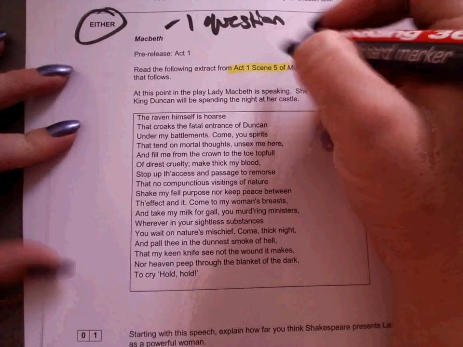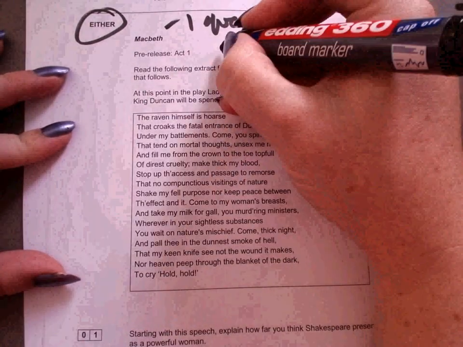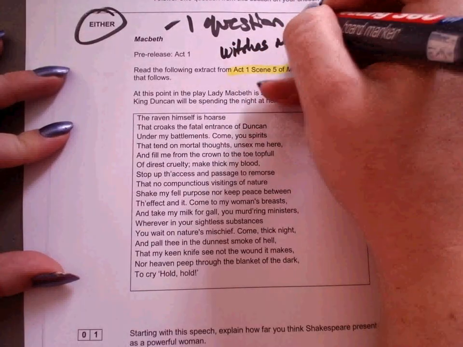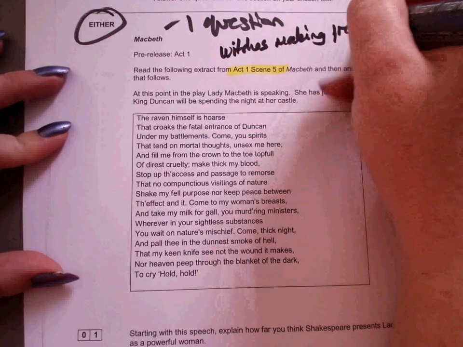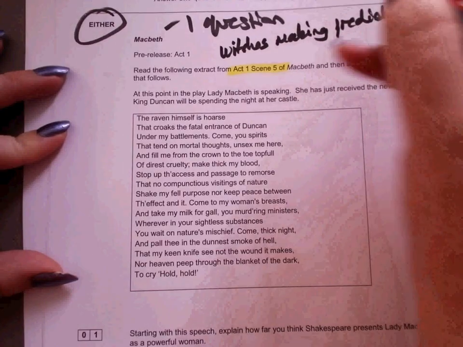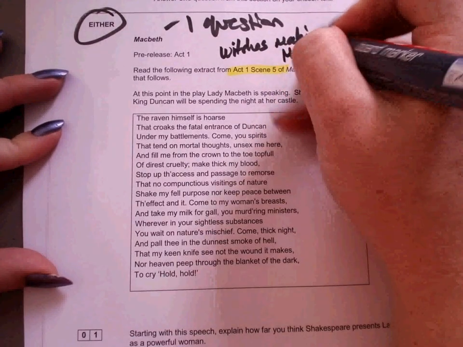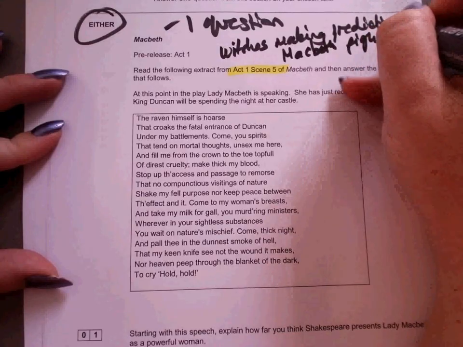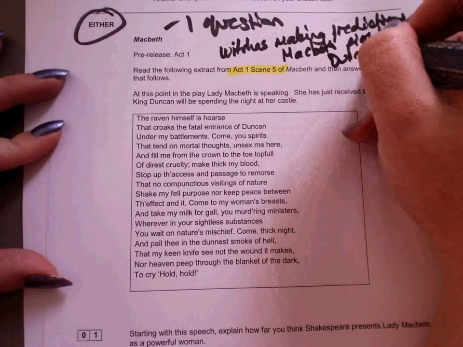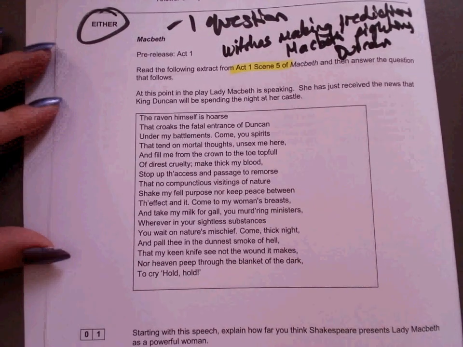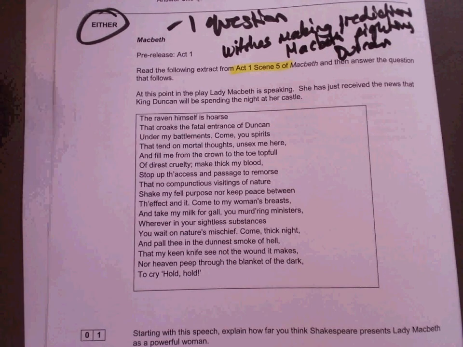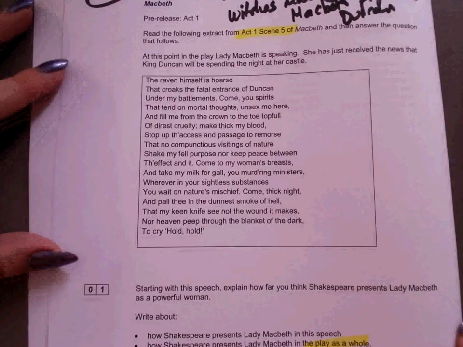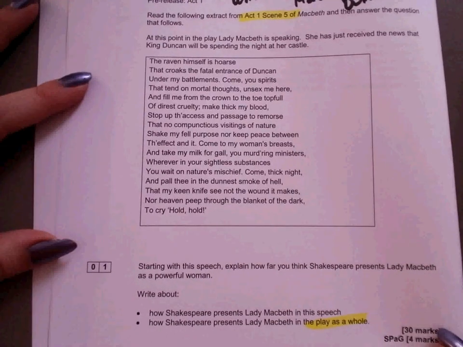So what's happened by this point in the play? Well, we've had the witches making predictions about Macbeth becoming king. We've had Macbeth fighting for King Duncan and being widely praised, hasn't he? He's been told that he's brave and a loyal soldier. So what are we looking to try and do?